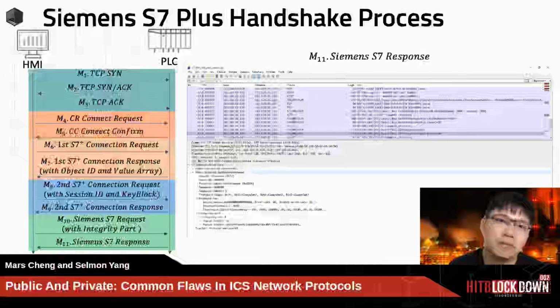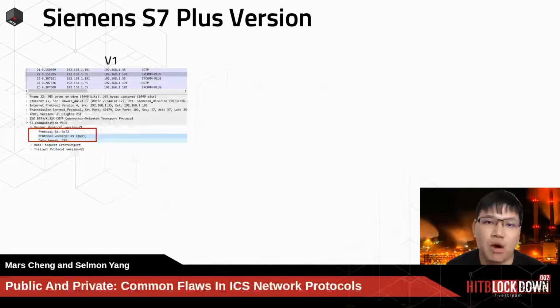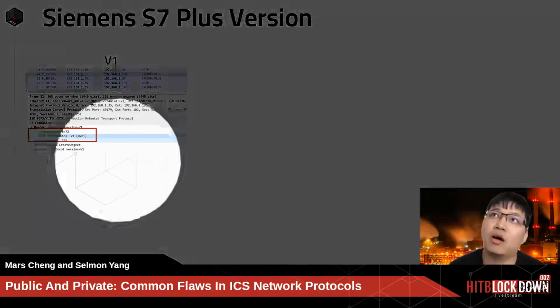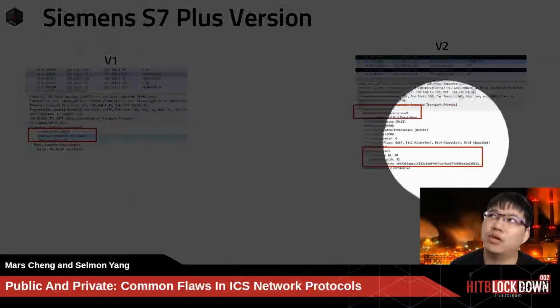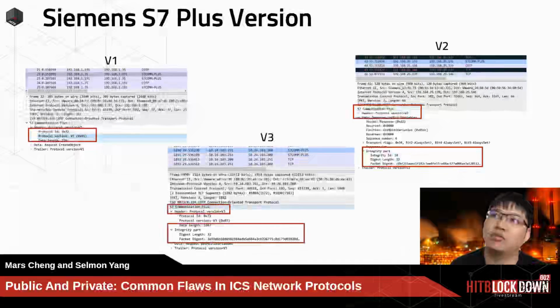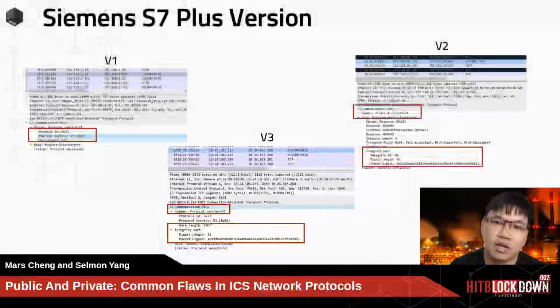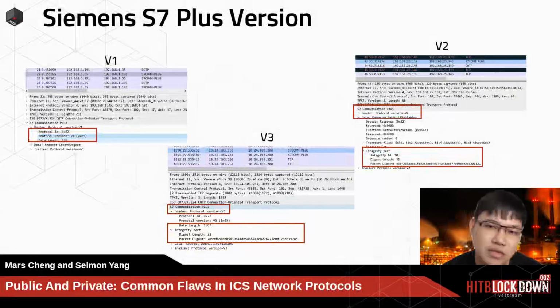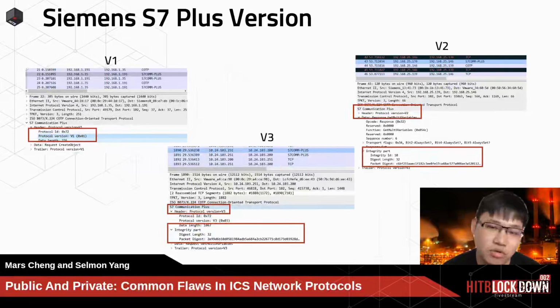But basically, S7 Plus has many versions. Version 1 appears in the packet's protocol version field, version 2 has the integrity part in here, and version 3 has an independent integrity part. So S7 has undergone several maintenance improvements from version 1 to version 3. From version 2 to version 3, the location of the integrity part and the way of encryption have also changed.